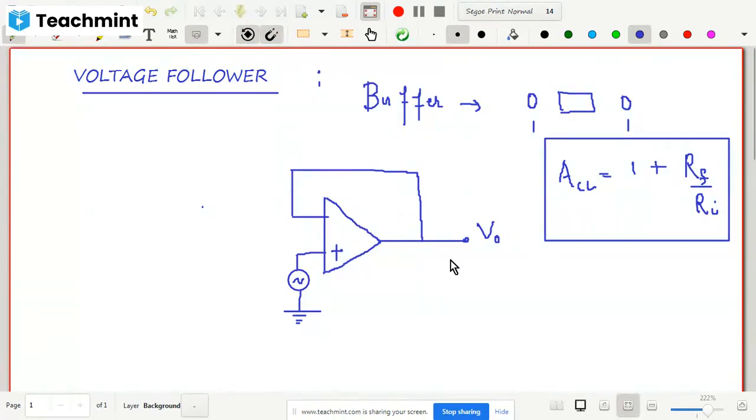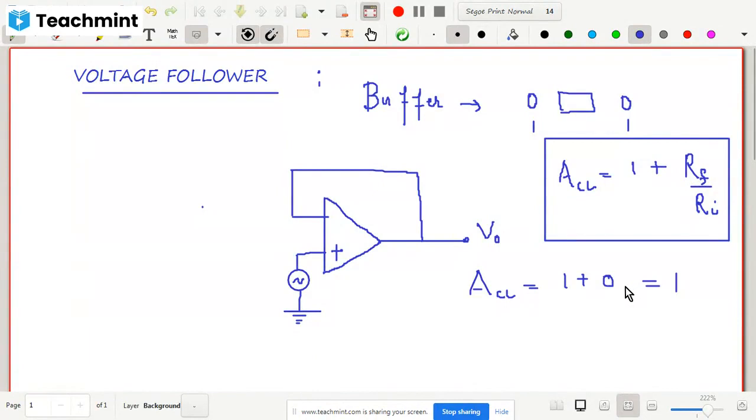Now what would be the gain of this one? The gain would be just like ACL, so this would be equal to 1 plus 0. We are not having any RF here, isn't it? RF value is 0. So therefore, what do we get? We got the gain to be 1.